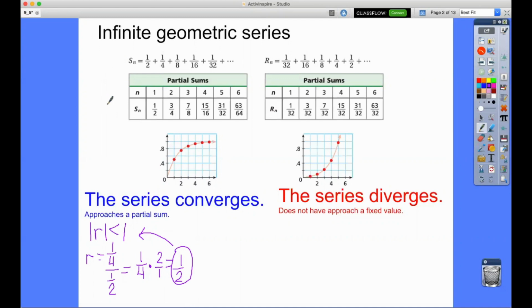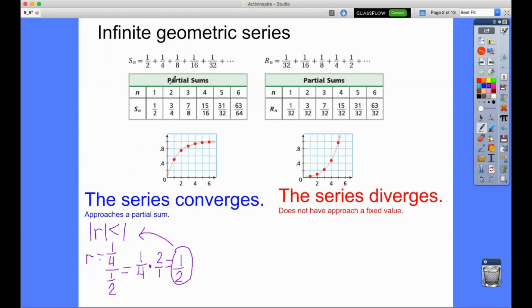Now that doesn't really tell us much. We still need to identify what that means to us. We say a series converges if the absolute value of the ratio is less than 1, but it also means that we need to look at the pattern of the partial sums. Let's move on to this table right here. When you talk about partial sums, you have this row where n represents the number of terms being added, and S sub n representing the partial sums.